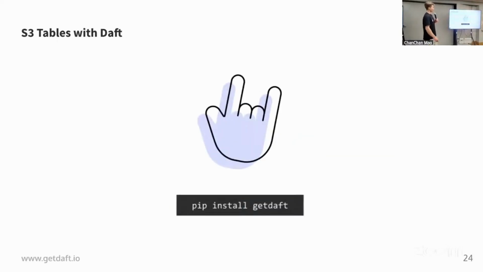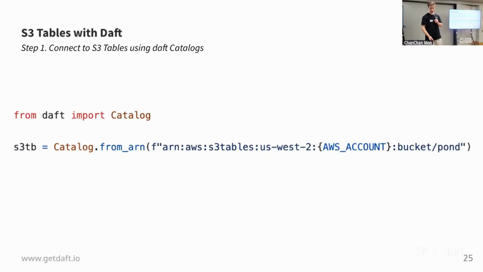To get started with Daft, we create a new Python environment and do pip install getdaft. It will pull in its dependencies for you. To connect to S3 Tables, we can use Daft's new catalog API, which we just released. We import the catalog, and then we say catalog from ARN. I give it the ARN of my table bucket, and that gives me back a Daft catalog object. With this, I can start doing what I need to do.